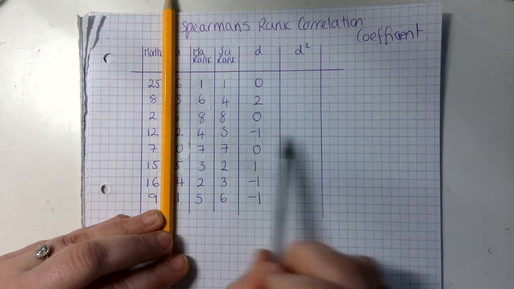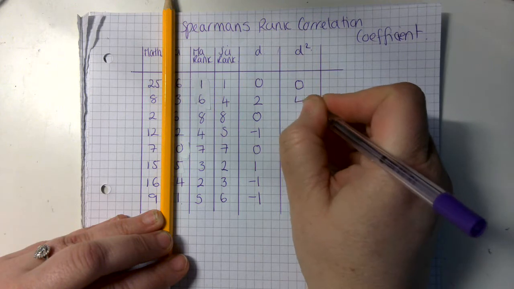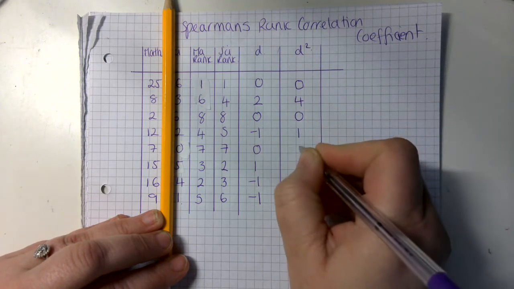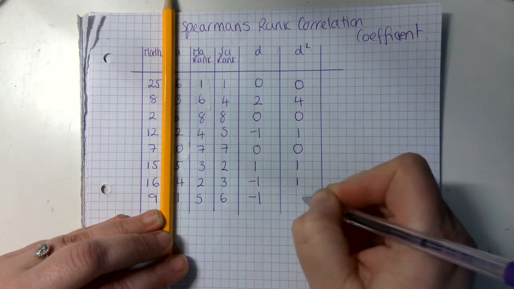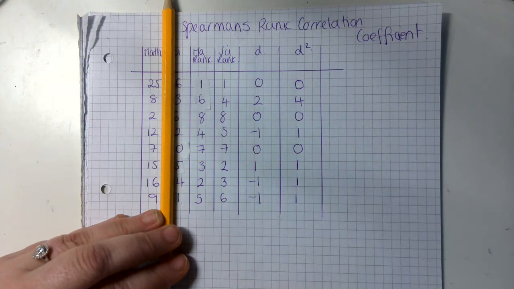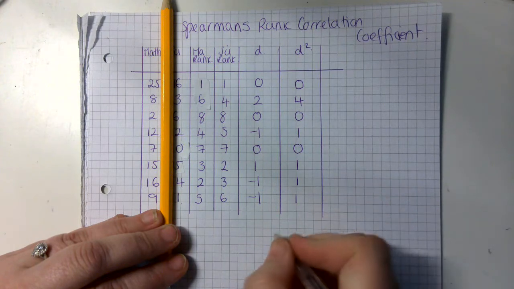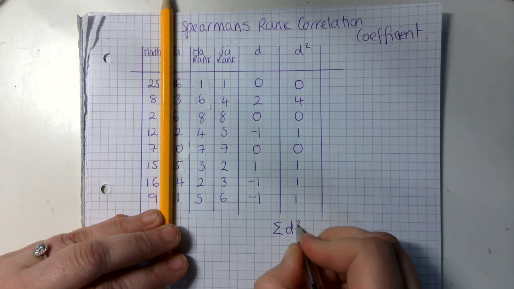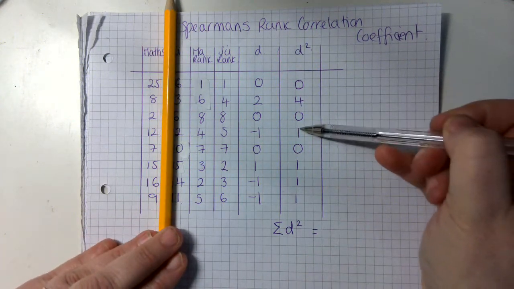So what we do is we square. So 0 squared, 2 squared, 0 squared, negative 1 squared, 0 squared, 1 squared, negative 1 squared, and negative 1 squared. Okay, we've pretty much got everything we need. Now we just need the sum, the total here. So we're going to add it up: 4, 5, 6, 7, 8.